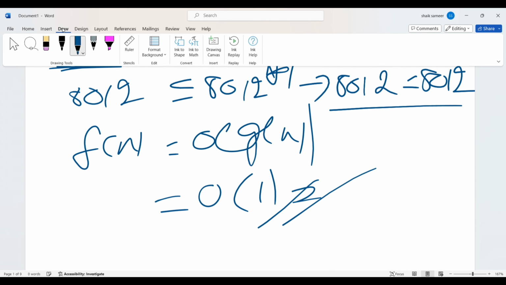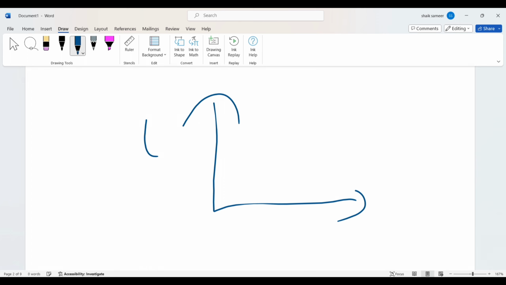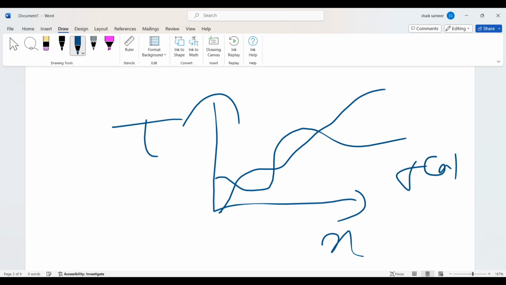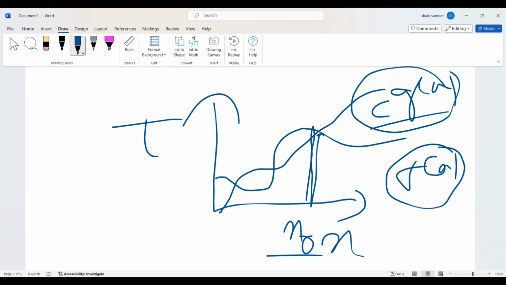I will show it with a graph. On the x-axis you are going to take input size. On the y-axis you are going to take time. If I draw the graph of the BIGOH notation, this is f of n, this is c into g of n. In the BIGOH notation, c into g of n always dominates f of n. From this point, c into g of n is always greater than f of n. This point is nothing but n naught. This is the graph of the BIGOH notation, taught in the BIGOH notation lecture. You can watch it once, and if you don't understand, please watch again.